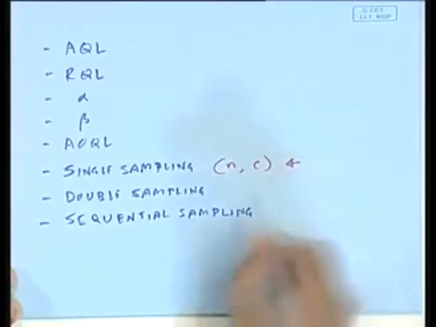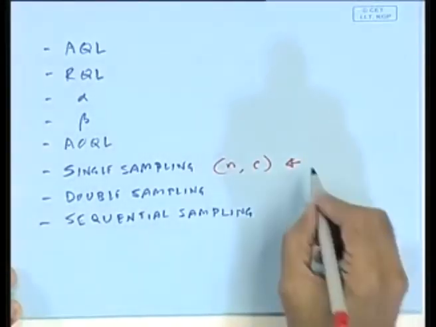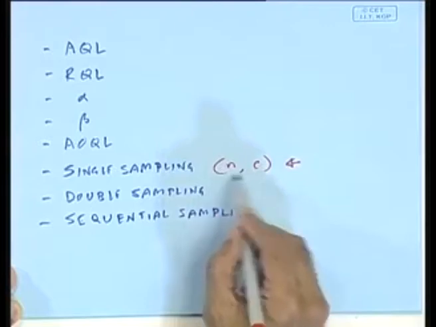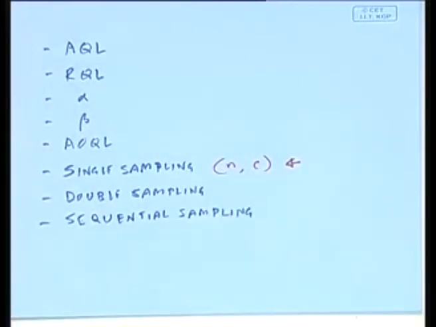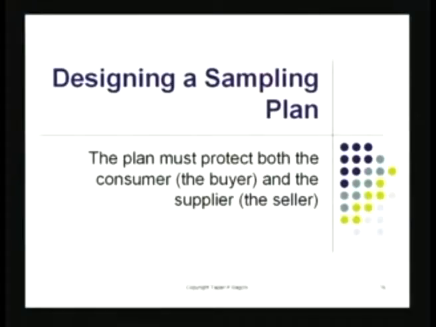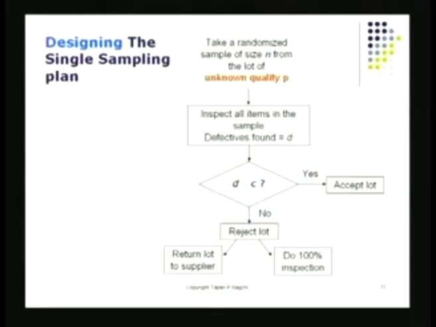Now here what we are going to be focusing on is how to determine this N and C. This is what we'd like to focus on. How exactly do you go about finding N and finding C? That is going to be the prime goal for this session, this third session. The plan must protect both the consumer, the buyer and the supplier. Both of these parties have to be protected.